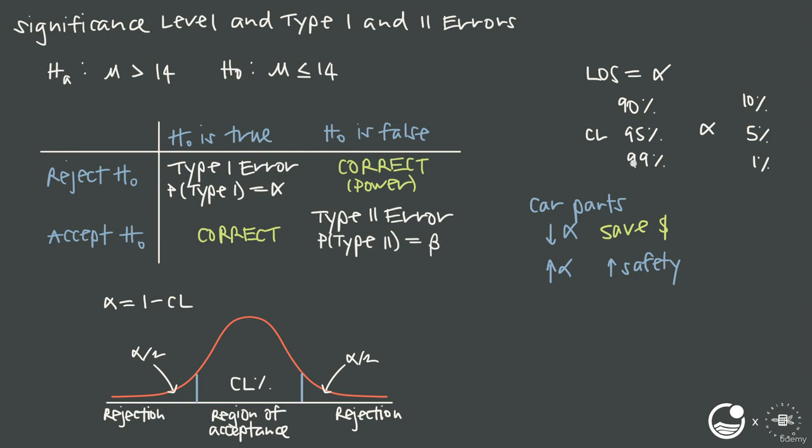But if the stakes are very high, if it's something important, if it's a matter of health and safety, we're probably going to tend toward this higher confidence level, which means this lower alpha value or lower level of significance in order to reduce the probability that we commit a type 1 error, which means reduce the probability that we reject the null hypothesis when it's actually true.